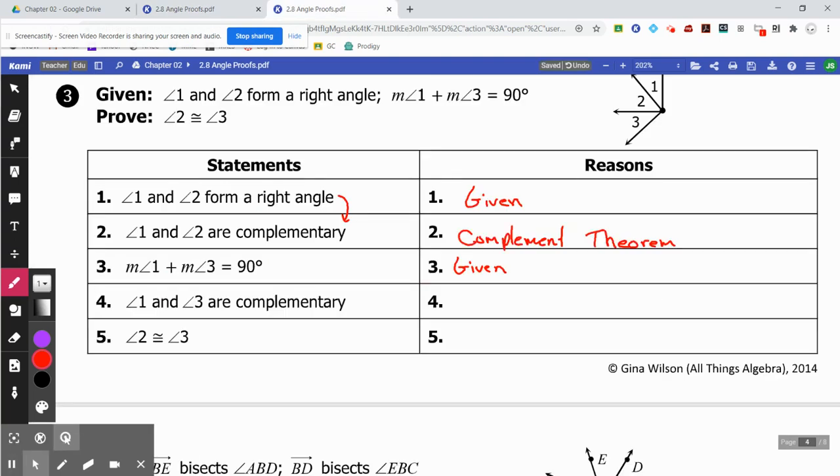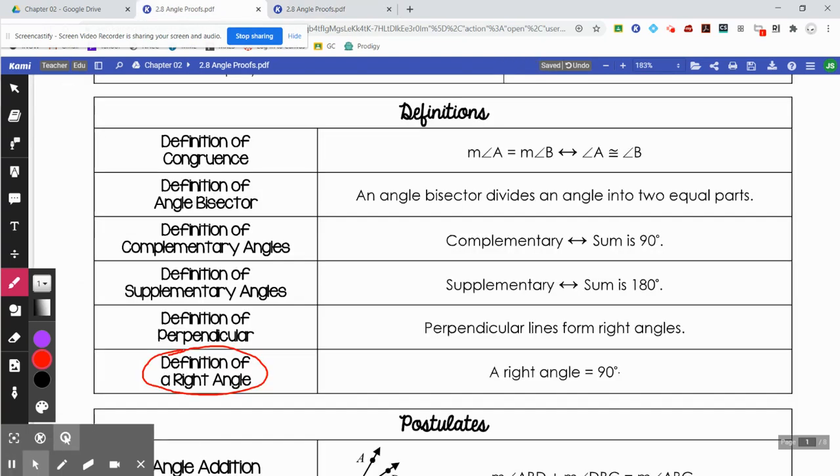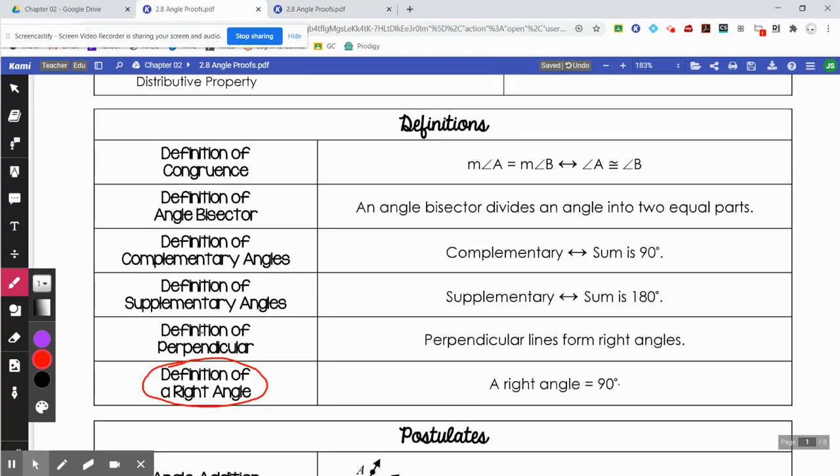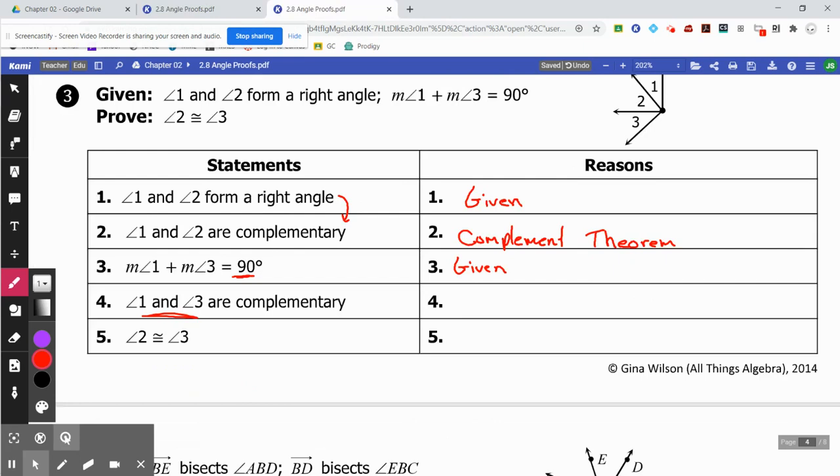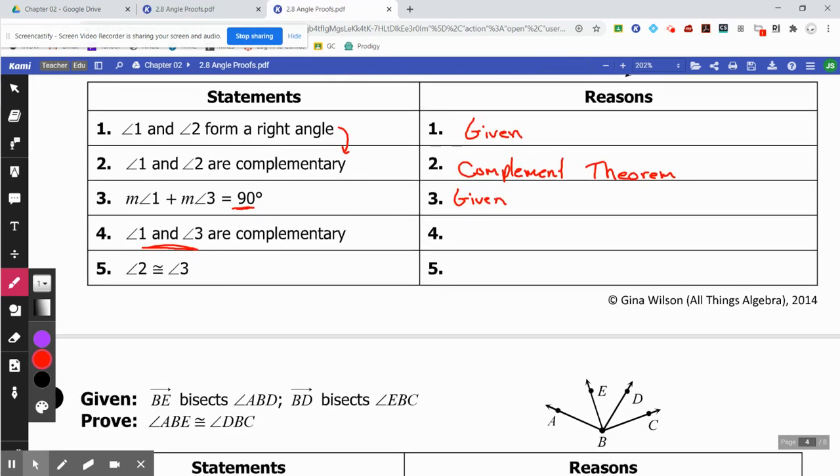And then down to number 4, we're given that 1 and 3 add up to 90. Why do we know that 1 and 3 are complementary? And it's not the same reason. Going back to our sheet here, it says that if your sum is 90, then that implies that we're complementary. That's the definition of complementary angles. So that's going to be the reasoning behind number 4.